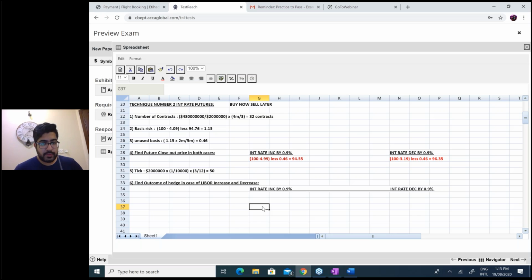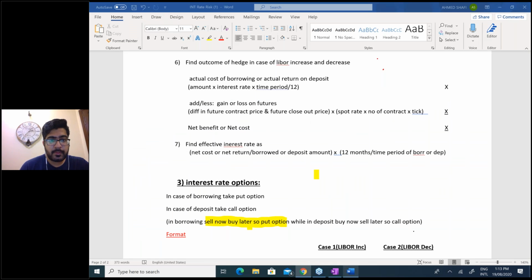So 2 cases: interest rates increase by 0.9 and interest rates decrease by 0.9, because step 6 requires finding the outcome of the hedge in case of increase and decrease. Okay, so what is the format? You need to take the actual cost of borrowing or actual return on deposit. It's the same. You already did the actual cost of borrowing or actual return on deposit.